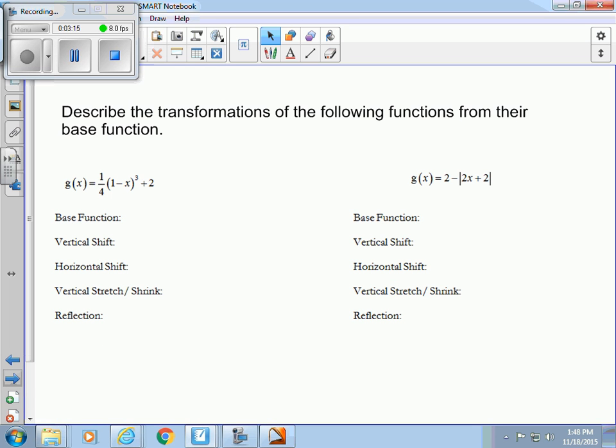So describe the transformations of the following functions from their base function. Now, luckily, your homework tonight actually gives you the base function. But I want you to even be able to pick out what the base function is, and we'll talk about that as we go. Your homework doesn't list it out like this. You just have to answer the transformation. So if there's only one transformation and it's up 2, your answer is up 2, and that's it. So your homework is probably easier than the depth I'm going to in your notes.